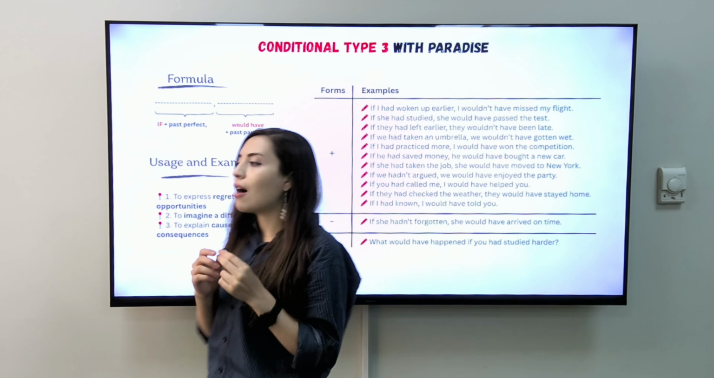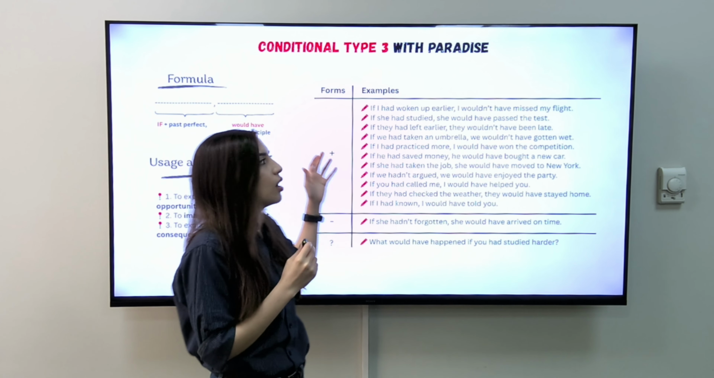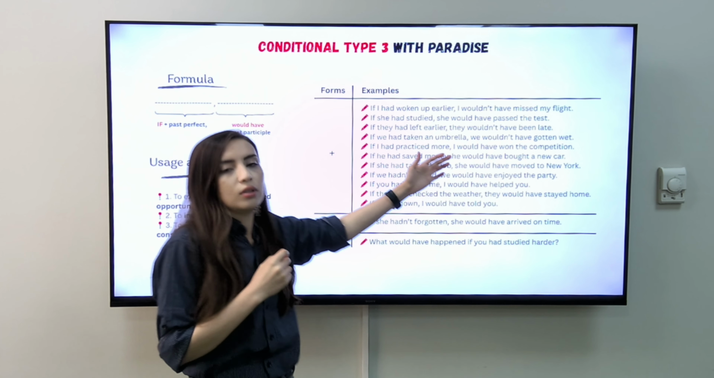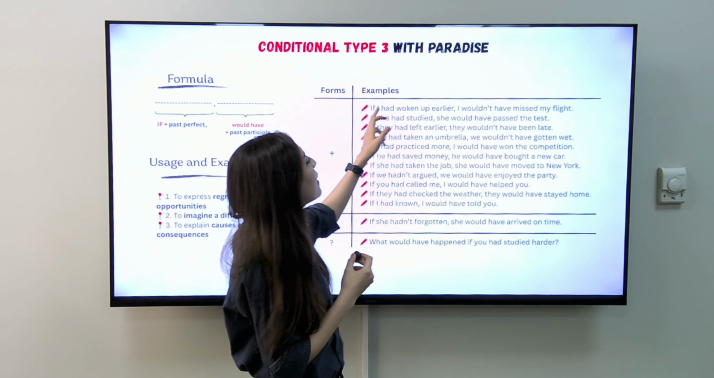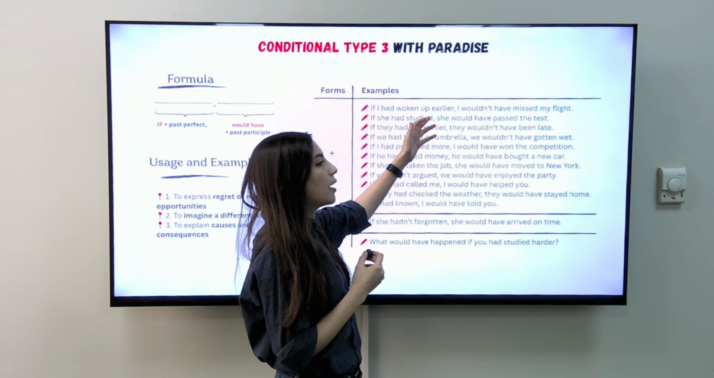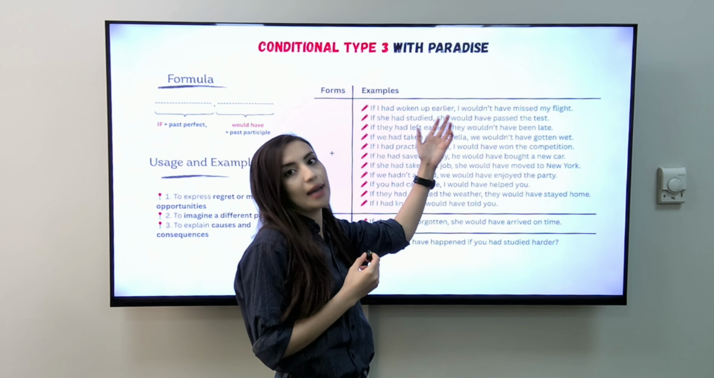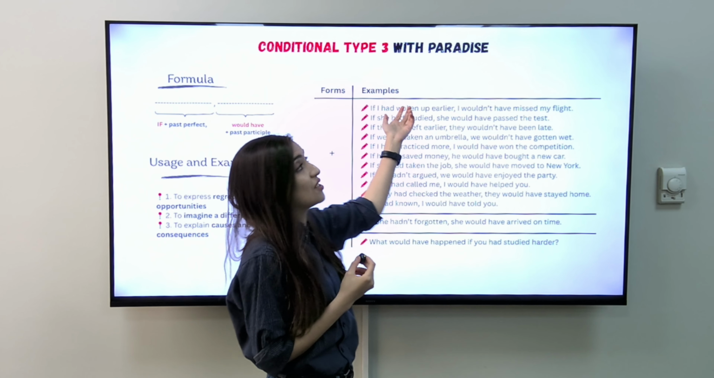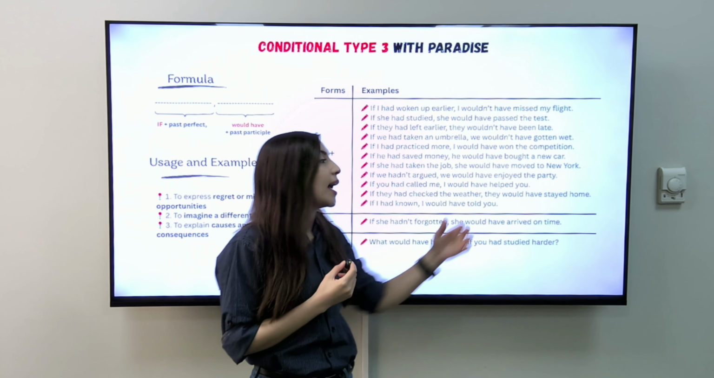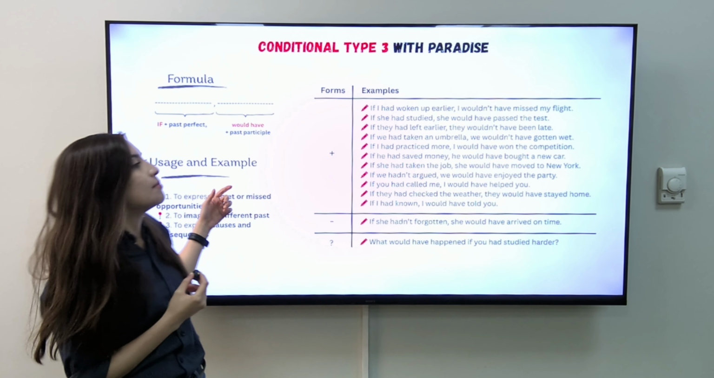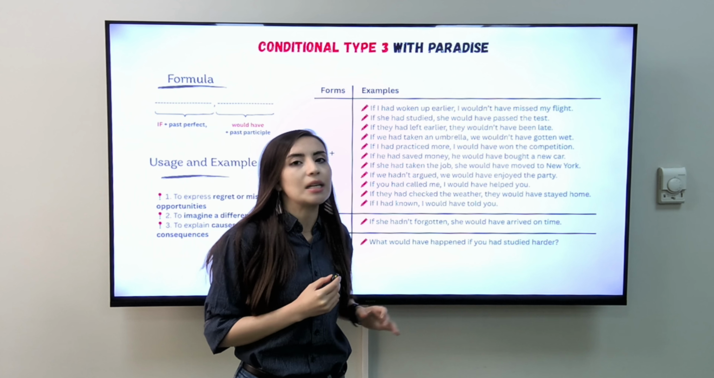So let's go and cover the examples again. We're going to learn these through these examples, otherwise it doesn't make sense. If I had woken up earlier, did I wake up early? No, I didn't wake up early. So this is the reason that I did this. It's not done. Okay? It's a regret. It's a missed opportunity. It's a thing that I could have done in the past, but I didn't.